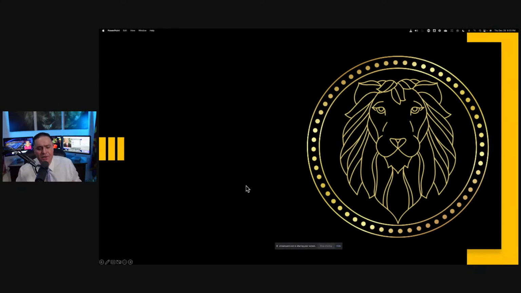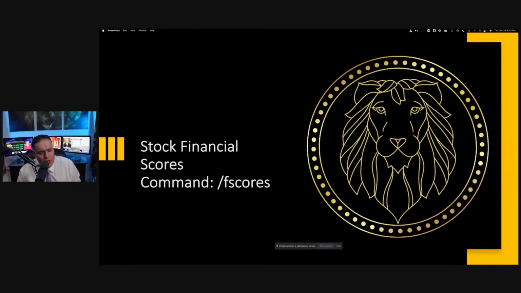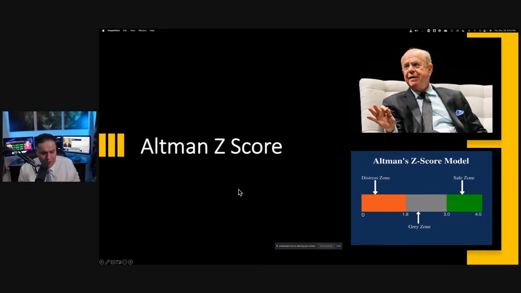Let's go about our business here. The first command, you'll be able to find under the menu stock financial scores when you look at stock fundamental analysis. And the command you use will be /F scores. Now, let me first preface what is going to be inside this particular analysis. We have data centers literally on Wall Street, right? Literally in New York, we have data centers that get in this data, mathematically process it, and distribute it to our members.